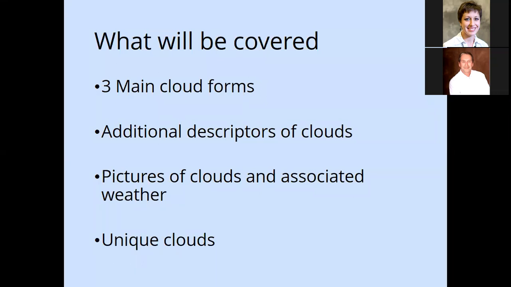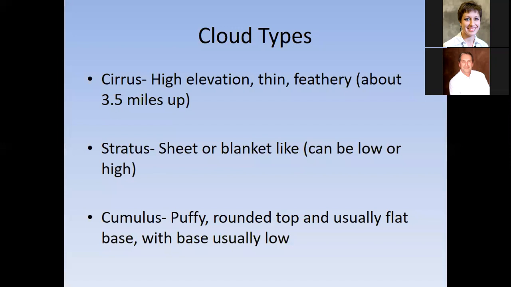So moving ahead, just talking about the cloud types, there are 3 main cloud forms that we can talk about, and those are cumulus, stratus, and cirrus. Cirrus clouds are those thin, feathery type clouds. They're really high up. Typically, they're more than 3.5 miles up above ground.